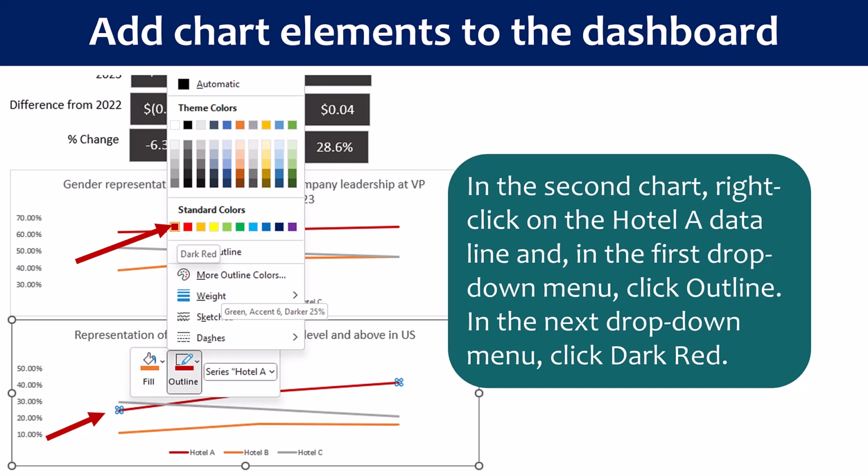Mac users, remember that Outline is not an option in the right-click menu. Instead, right-click on the Hotel A data line and select Format Data Series. In the Format Data Series pane, click on the Fill and Line icon at the top left. Under the Line options, click the Color drop-down menu and select Dark Red.